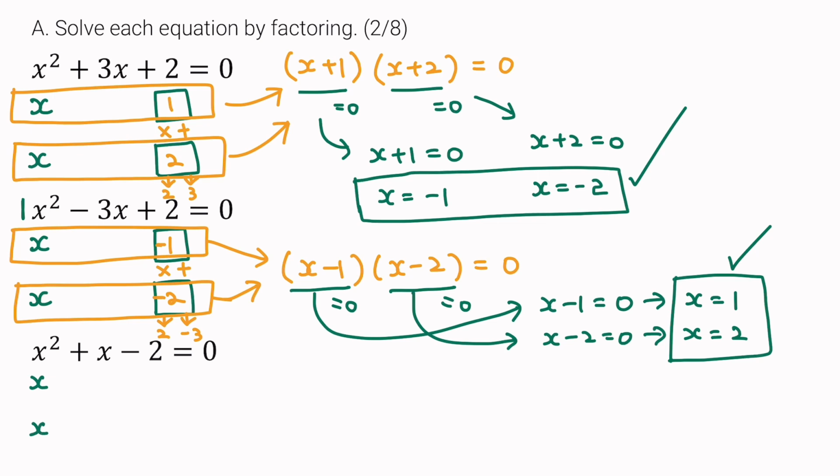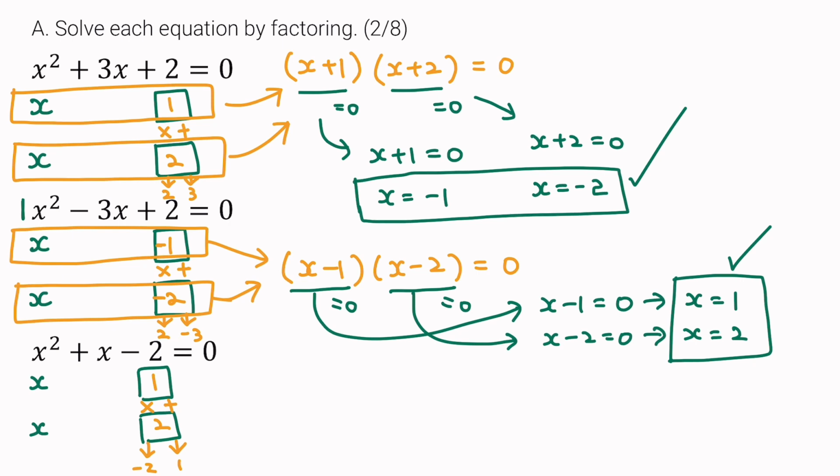Write two x's, two boxes, come up with two numbers that when multiplied gives me negative 2, this number, but when added gives me positive 1, this number. All right, so what are those two numbers? Again, 2 has only two factors, 1 and 2, and one of them should have a negative sign because when multiplied together, it gave me negative 2.